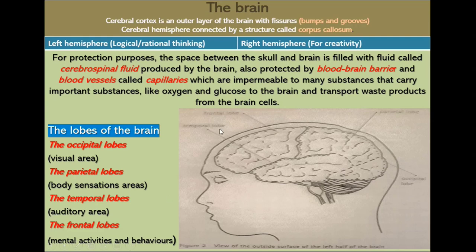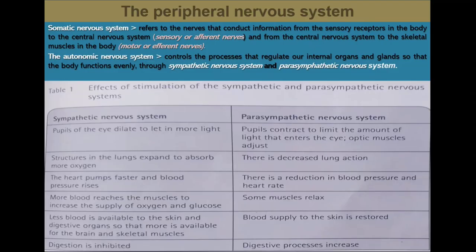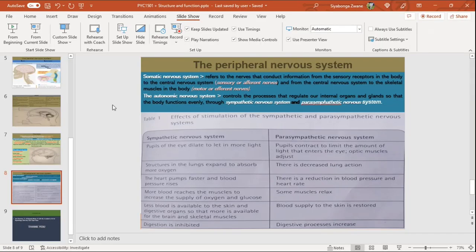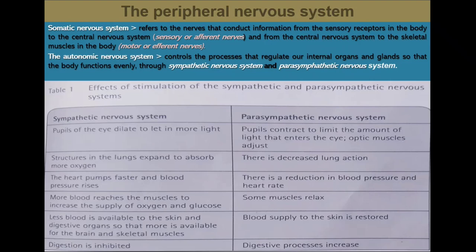Moving on, I'm going to start afresh to break down certain aspects. Then the peripheral nervous system. The peripheral nervous system is divided into what? Two. We have the somatic nervous system and the autonomic nervous system.